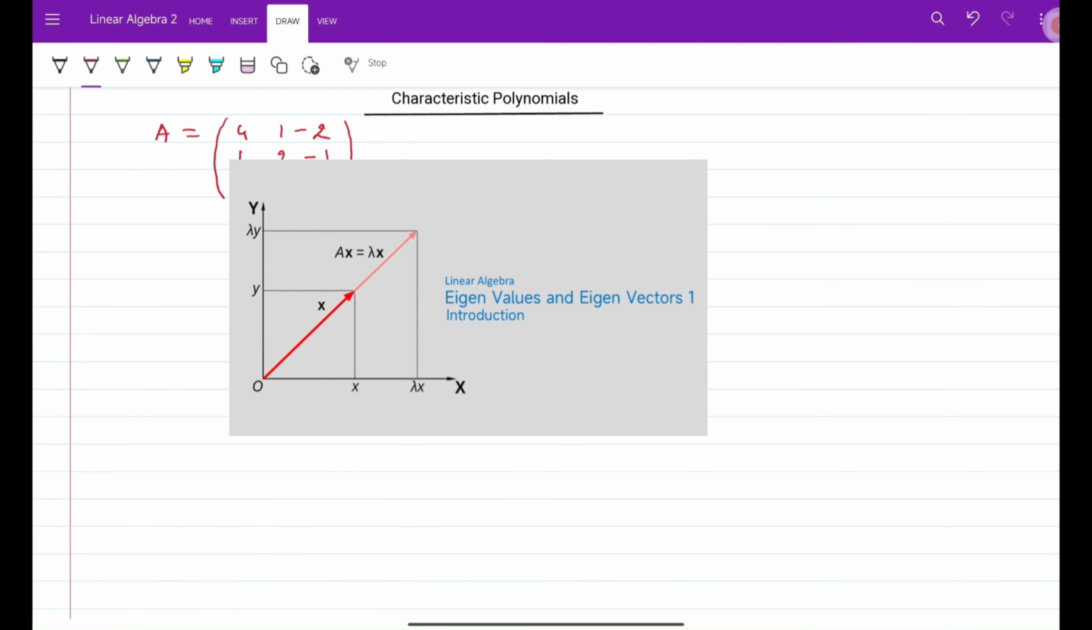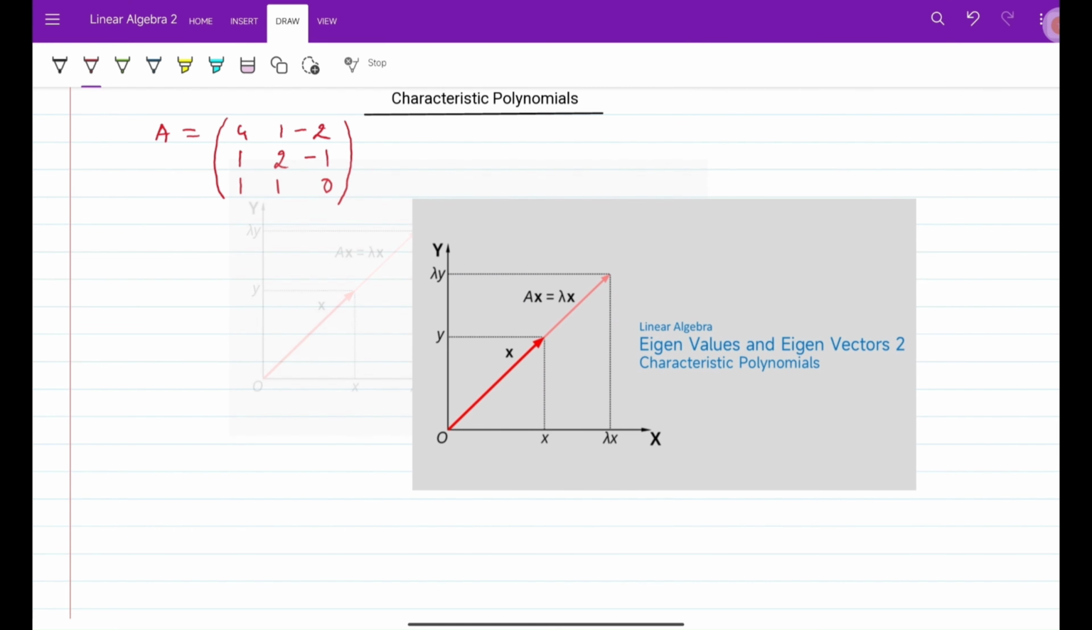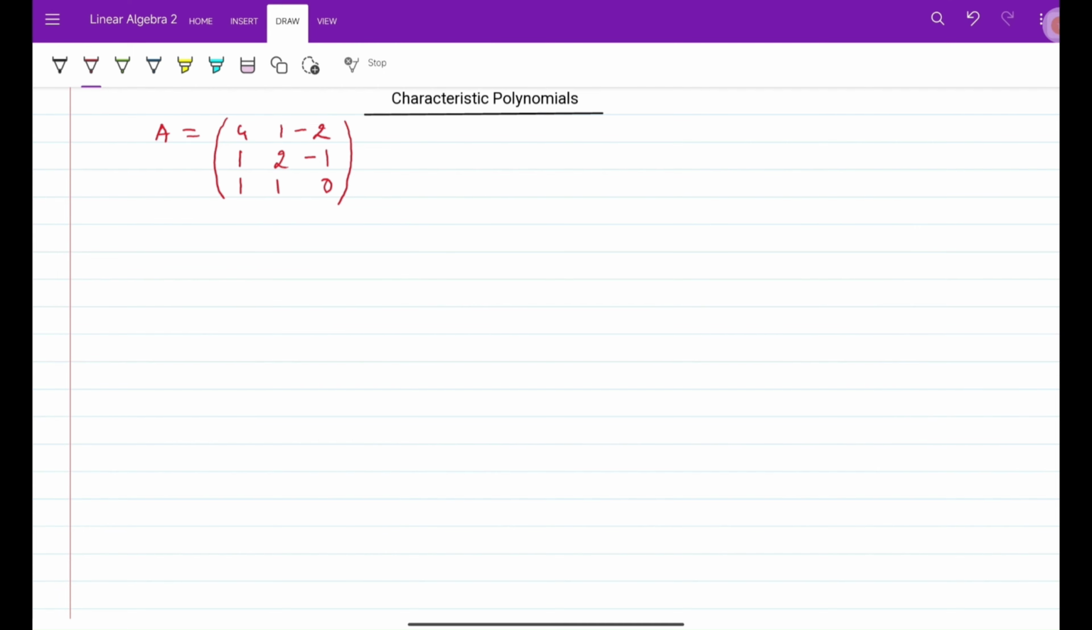In the first video we had introduced ourselves to the concept of eigenvalues and eigenvectors, and in the second video we had seen how to find out the characteristic polynomial for a 2 by 2 matrix. In this video we are going to find out the characteristic polynomial of a 3 by 3 matrix. We have a matrix A here which has entries 4, 1, minus 2, 1, 2, minus 1 and 1, 1, 0, and we are going to find out the characteristic polynomial of the matrix A.